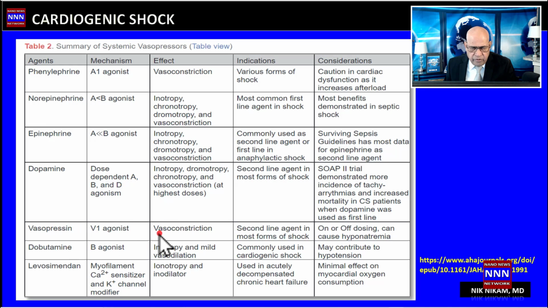Vasopressin is a pure vasoconstrictor. It is a second-line agent in most forms of cardiogenic shock. Dobutamine is purely a beta stimulant. It stimulates the heart muscle cells through the beta receptors, and it is used in combination with other vasoactive drugs. Levosimendan is an inotropic inodilator drug used in acute decompensated chronic heart failure, maybe not so much in patients with cardiogenic shock.